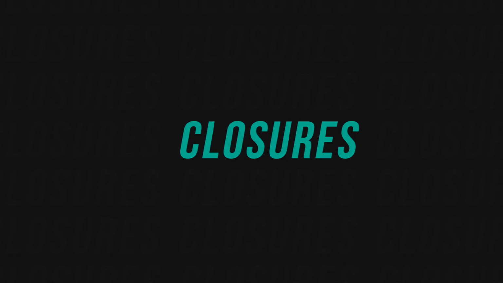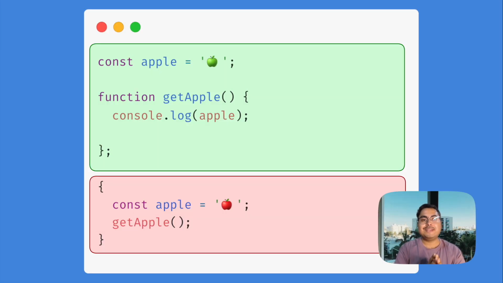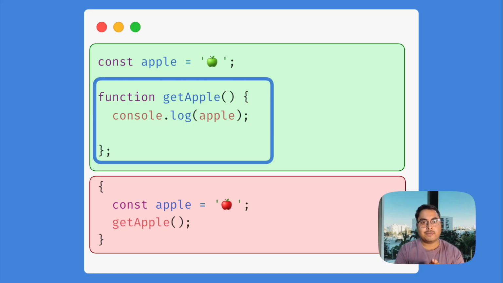So what is a closure? Closure is simply the implementation detail of functions having lexical scoping. What is a lexical scope? So in this example, when getApple is called, it creates a new function scope. Now this function scope needs a parent scope. So at this point, JavaScript has two choices. It can either set the green scope or the red scope as the parent scope.